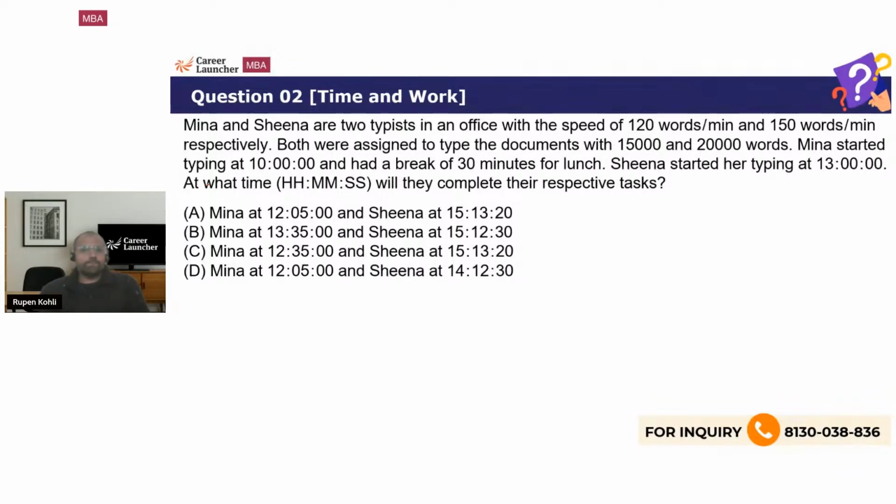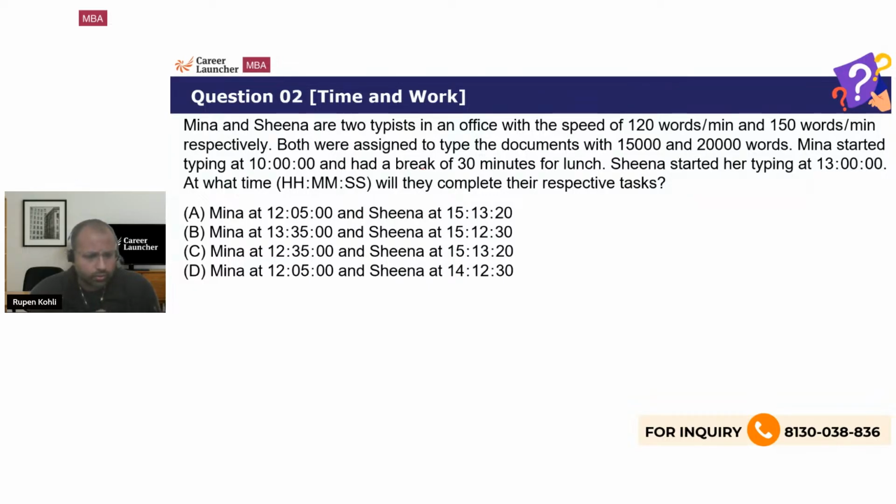Okay, here we go. Meena and Sheena are two typists in an office with the speeds of 120 and 150 words per minute, respectively. Typing speeds. Both were assigned to type the documents with 15,000 and 20,000 words. Meena started typing at 10 o'clock and had a break of 30 minutes for lunch. Sheena started her typing at 13, call it 1 o'clock. At what time, in hours, minutes, and seconds, will they complete their respective tasks?